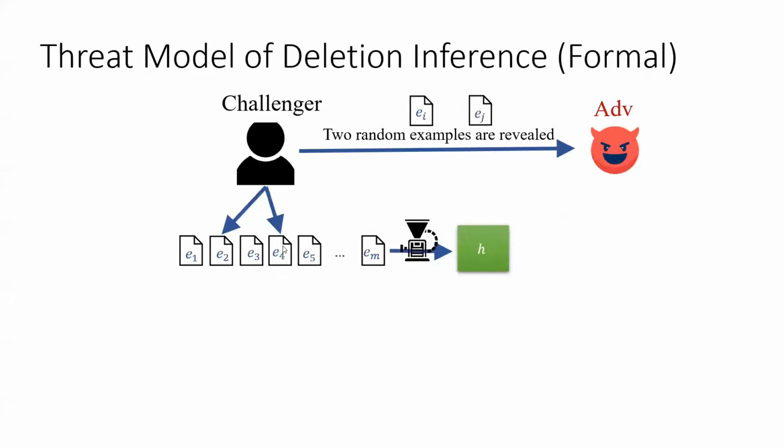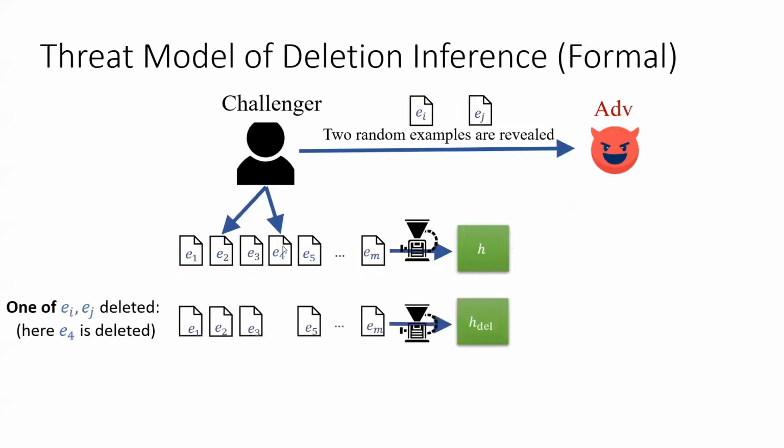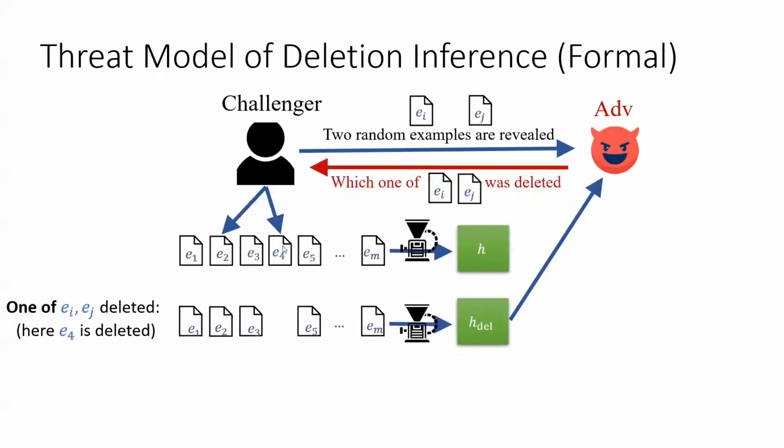Then the challenger tosses a coin to delete one example between EI and EJ and get a new model. And after that, the adversary is given Oracle access to this new model. And finally, the adversary guesses which one among EI and EJ is deleted. The adversary tells the challenger a bit, 0 or 1, and wins if the guess is correct.